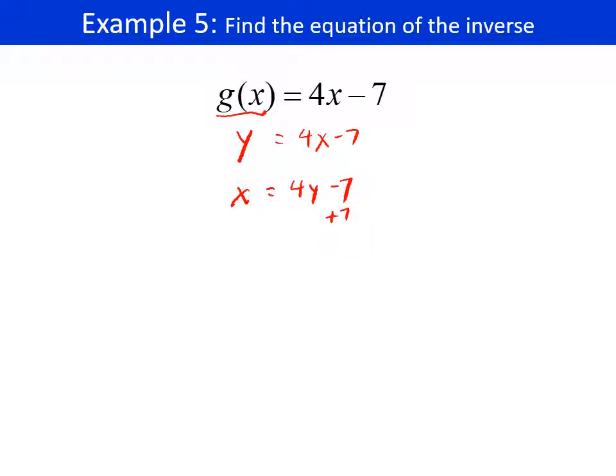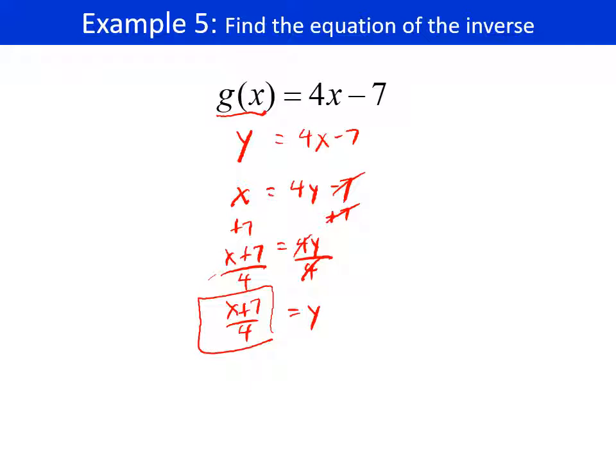If we add 7 to both sides, we get 4y equals x plus 7. If we divide both sides by 4, we end up with y equals x plus 7 divided by 4. Now, the x plus 7 divided by 4 is called f inverse of x.